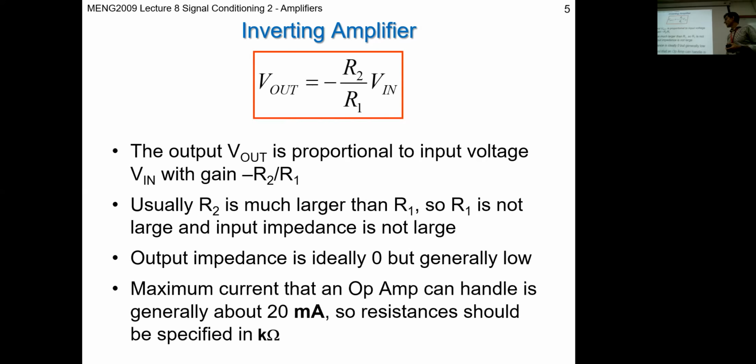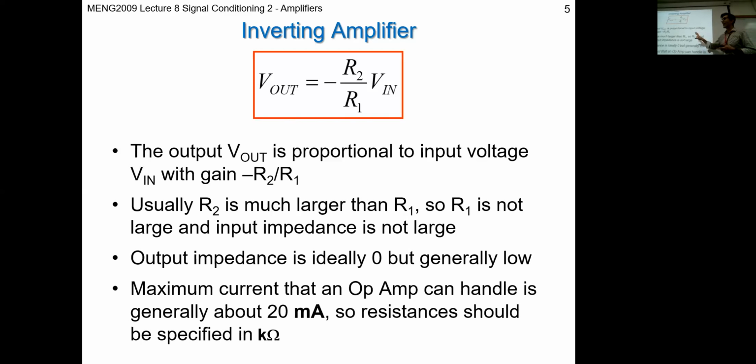Output impedance is ideally 0, but generally low. That's the output from the op-amp itself. And that means that on the output side, you can get a decent current flow, which is also something you might want in your circuit, especially if you have to use that output current to drive something, whether that might be an analog to digital conversion or a gauge, some output. So you do generally want low output impedance.